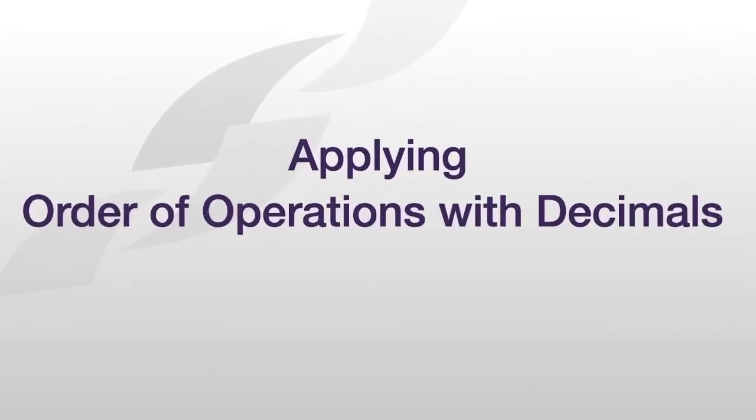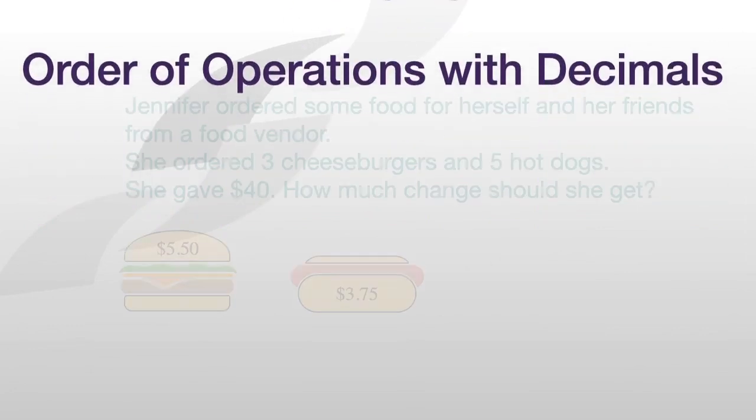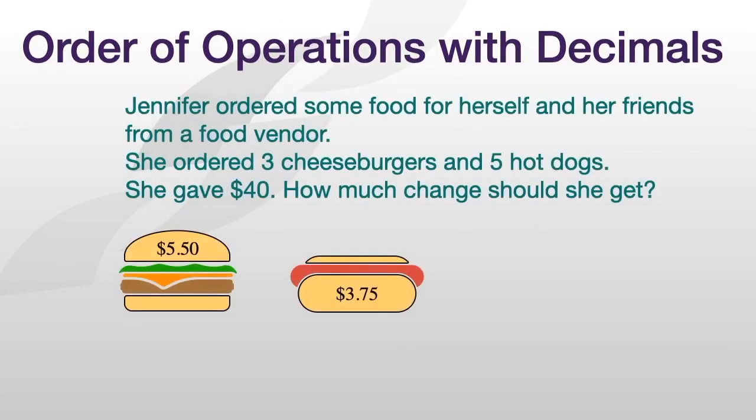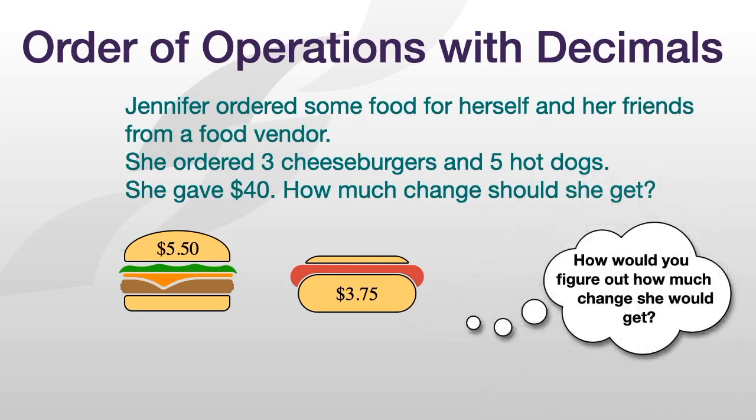Let's apply what we have learned about the order of operations to solve problems. Jennifer ordered 3 cheeseburgers and 5 hot dogs. She handed the food vendor $40. How much change should she get back? How would you approach solving this problem?